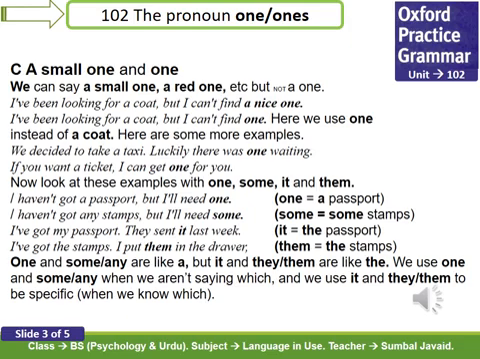Any आप एक जगह पर लिखें any, one and some, और उसके आगे आप ब्रैकेट लगा के लिखें a. तो ये जो any है, one है और some है, आपको वर्ड से ही पता चल रहा है a को रिप्रेजेंट कर रही होती हैं. और we can use it and they and them to specify when we know which.